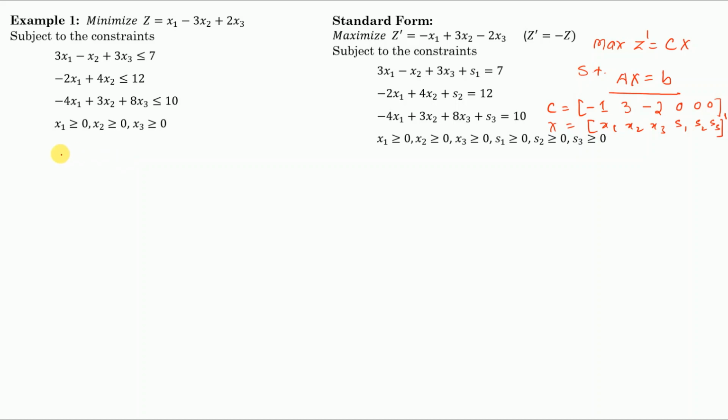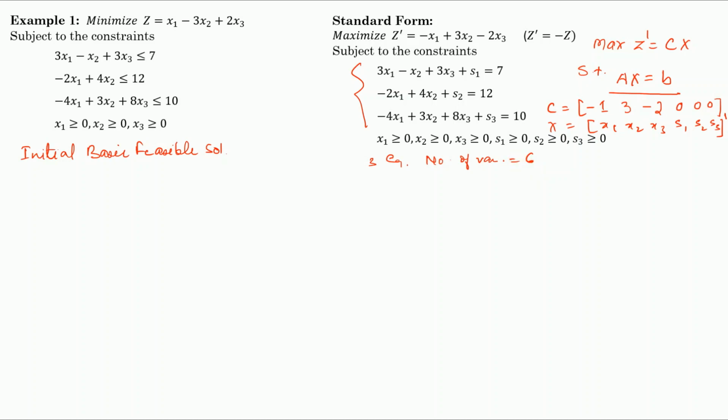Now the second step is to find the initial basic feasible solution. How can we find this one? Now look at this. Here we have three equations, and the number of variables equals 1, 2, 3, 4, 5, and 6. This equals 6. So equations are 3, but the number of variables is 6.